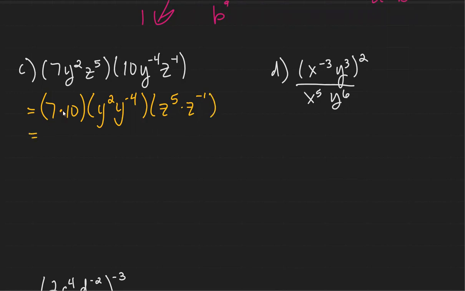So now let's do each piece individually. 7 times 10 is 70. y squared times y to the negative fourth, that's going to be y to the 2 plus negative 4, that's y to the negative 2. z to the 5 plus negative 1, that's z to the positive 4. Okay, no negative exponents, so I need to take this y to the negative 2. This is technically over 1. y to the negative 2, make the exponent positive and toss it below. It's negative because it doesn't like where it is.